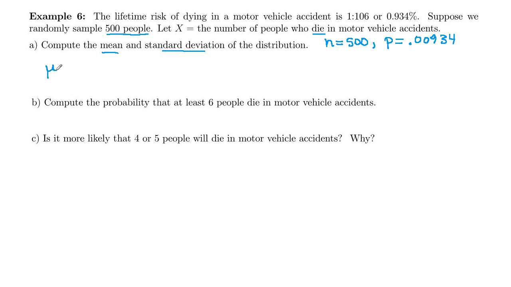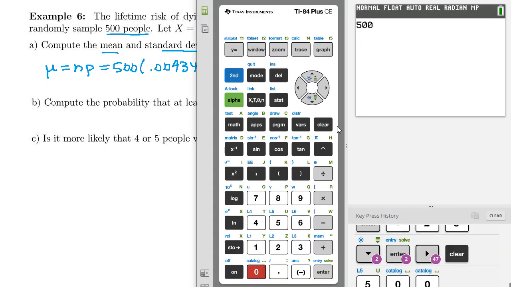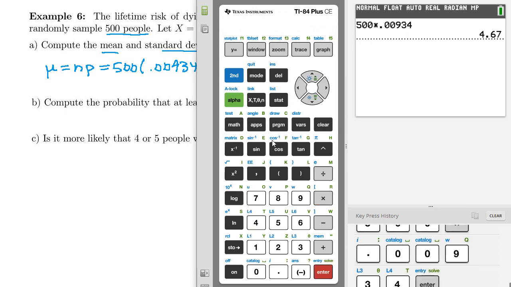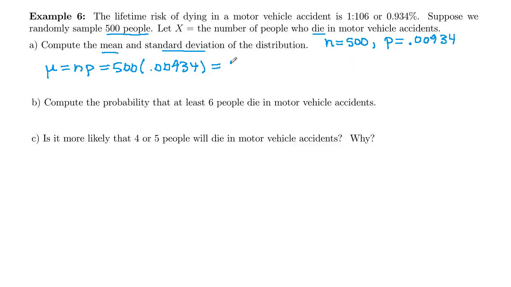So our mean for binomial distribution is n times p. So we're going to take that 500 and multiply it by 0.00934. So 500 times 0.00934. So 4.67. So out of 500 people, approximately 5 would die in their lifetime, is what that's saying.